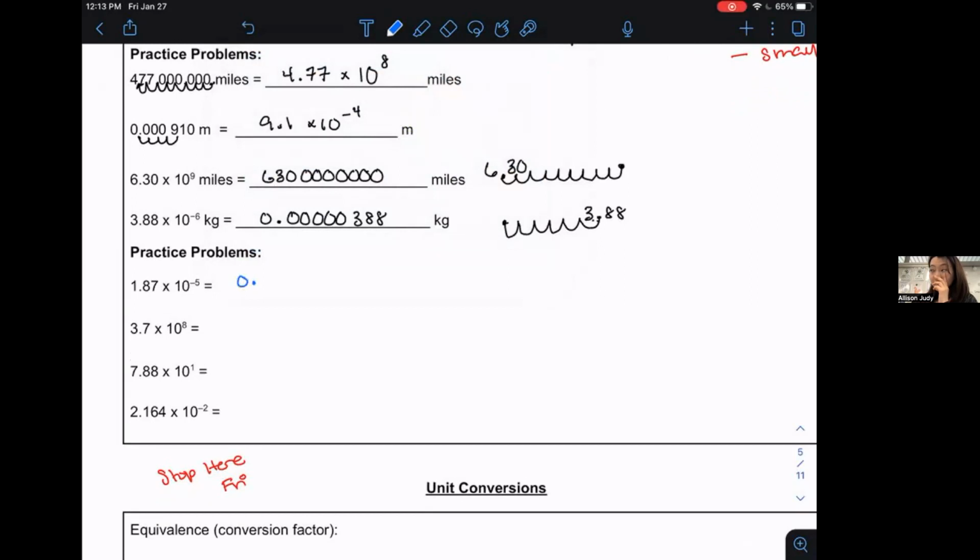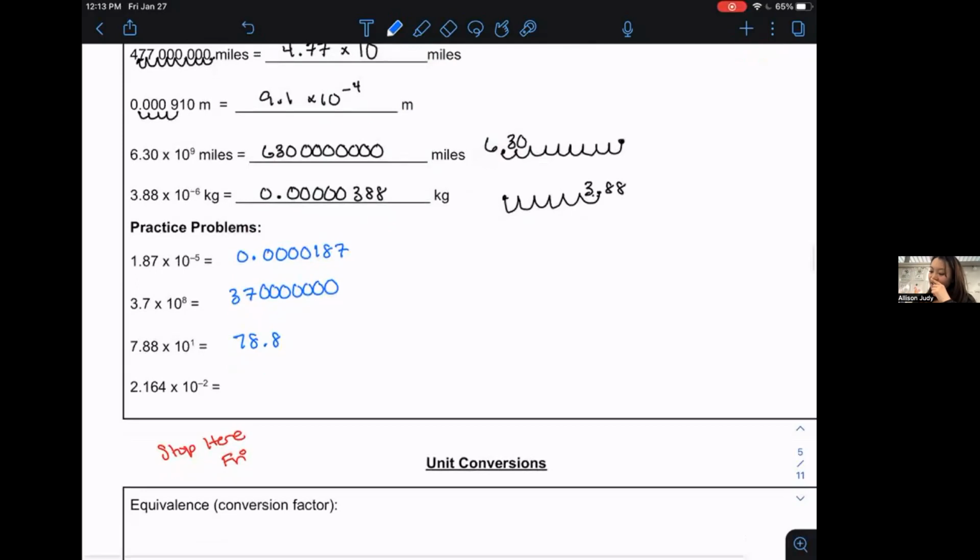Three. Four additional zeros in front, in terms of before the after the decimal. 1, 8, 7. Okay, next one, 3, 7, 1, 2, 3, 4, 5, 6, 7. That's your value. What is that? 370 million. This one, 78.8. We just moved it over once, right? And then 2164 times 10 to the negative 2. You moved your decimal over, now making it a smaller number, 0.02164.